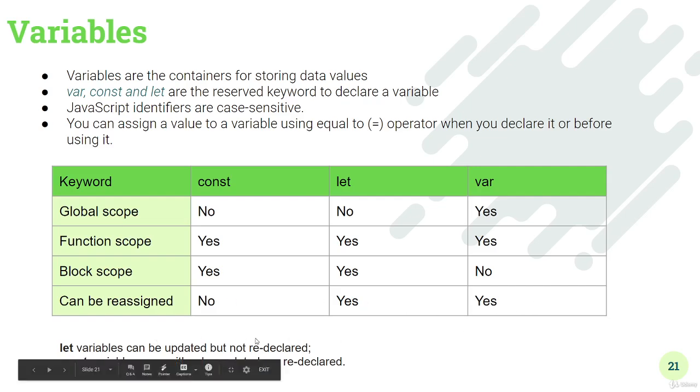And for a short note, you can remember a let variable can be updated but not redeclared, and a const variable can neither be updated nor redeclared. So this is all about variables. There is a catch in the const declaration, but that we will discuss when we learn about arrays or objects. So now we'll learn the next topic, that is data types. I'll see you in the next video.